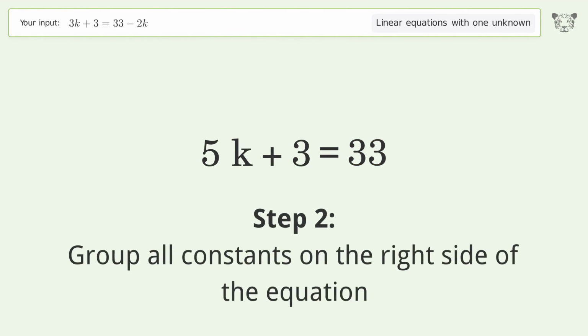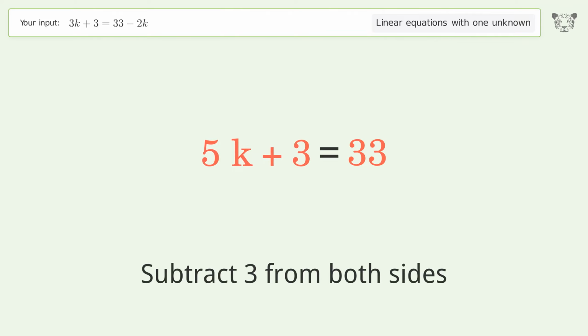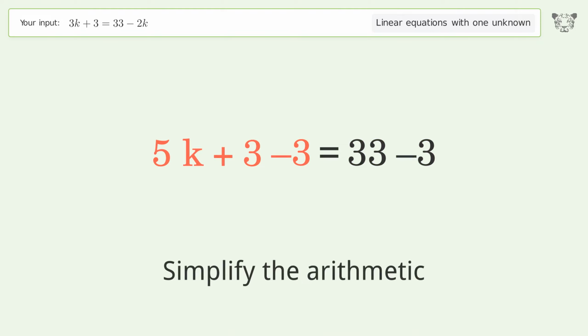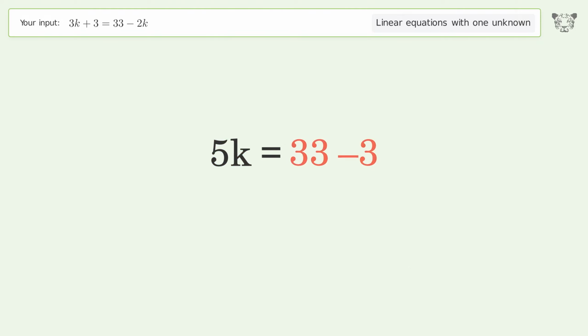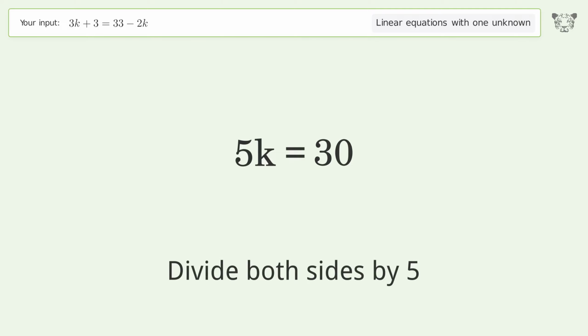Group all constants on the right side of the equation. Subtract 3 from both sides. Simplify the arithmetic. Isolate the k. Divide both sides by 5.